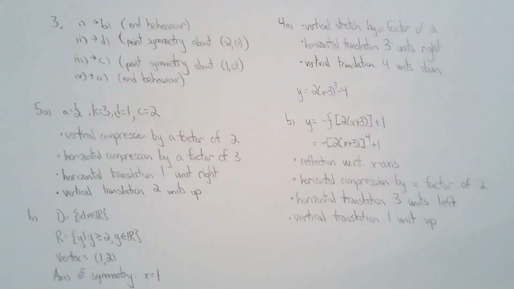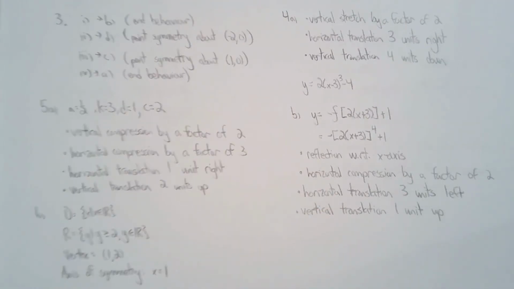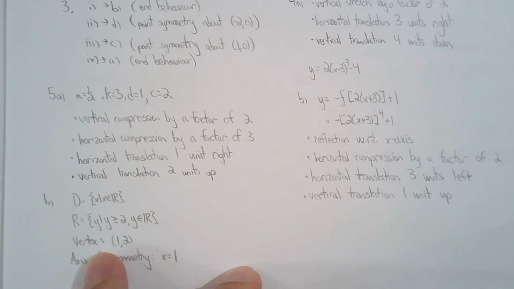For question 5, I stated the transformations, and they wanted me to also state the domain, range, the vertex, as well as the axis of symmetry. Now, I don't like the wording for vertex. I would prefer if this was global. This is opening up, so this is a global minimum point. I would prefer if they just said the location of the global minimum point, because I would reserve the word vertex for parabolas. I wouldn't use that word for a quartic, even though I understand what they're trying to say.